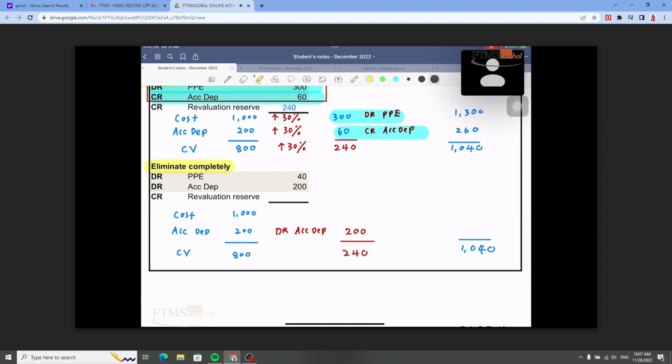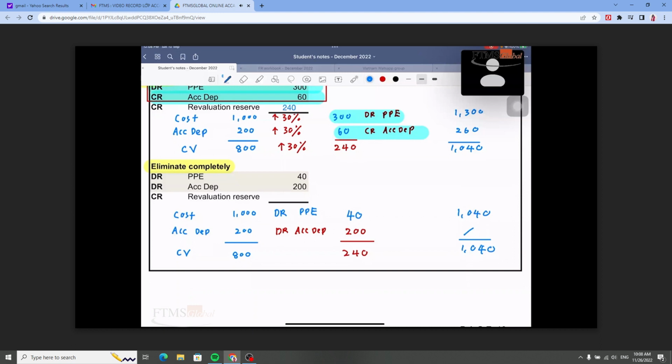So the remaining asset to increase must be 40 here, because debiting accumulated depreciation is increasing asset, right? So therefore, I will debit PPE here. Then end of the day, what will happen? 1000 plus 40, I will get 1040. Then my accumulated depreciation will become 0.